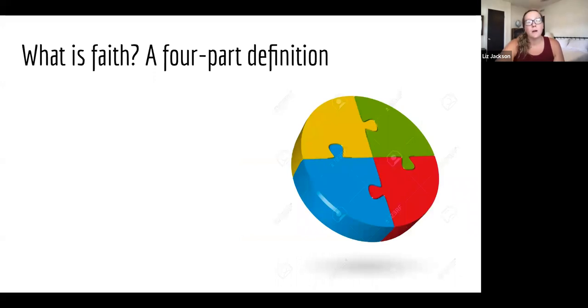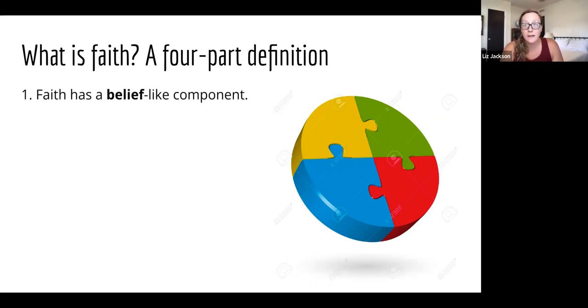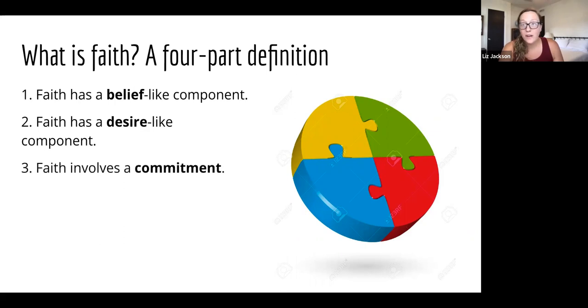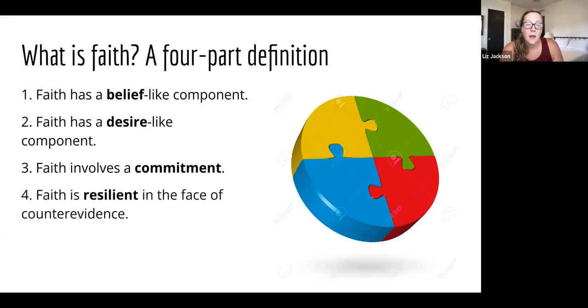So I'm going to give you the 4-part definition of faith first, and then go into each part in more detail. So here's my 4-part definition of faith. First, faith has a belief-like component. Second, faith has a desire-like component. Third, faith involves a commitment. And finally, faith is resilient, and specifically resilient in the face of counter evidence, although I'm open to it being resilient in the face of other things as well, like the loss of desire, for example.